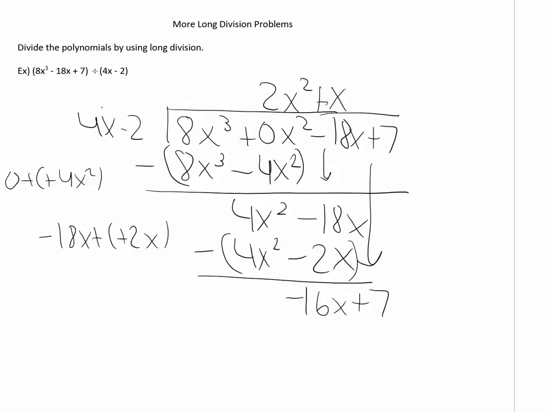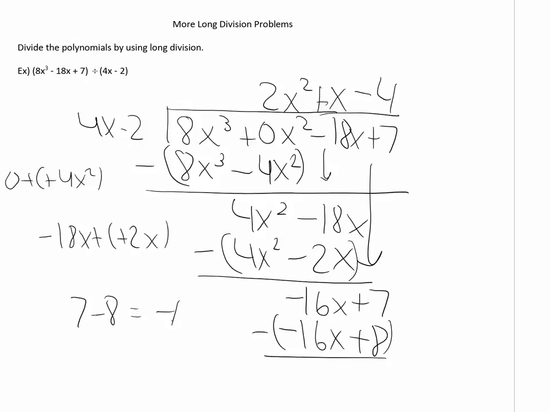Now, what do I multiply 4x by to get negative 16x? Well, that is negative 4. So negative 4 times 4x is negative 16x. Negative 4 times a negative 2 is a positive 8. Subtract. 7 minus a positive 8 is negative 1. Okay. So the negative 1 is going to be my remainder. So I'm going to put plus a negative 1 over the divisor, which is 4x minus 2.